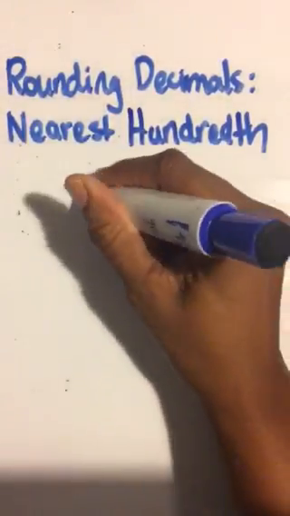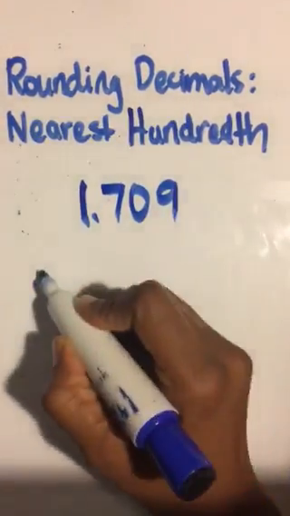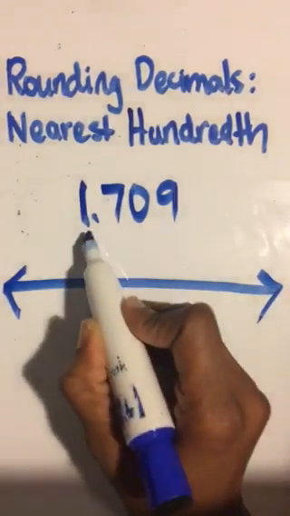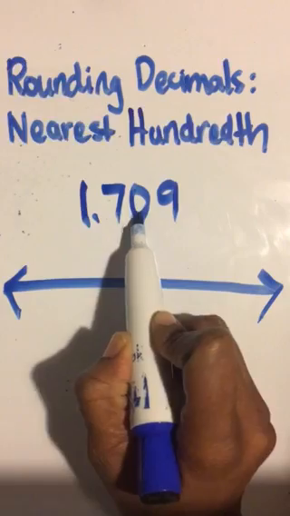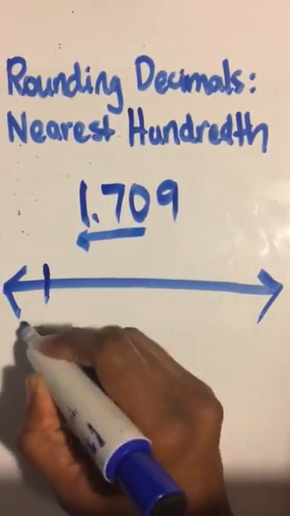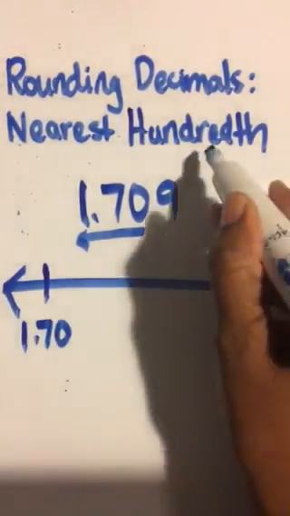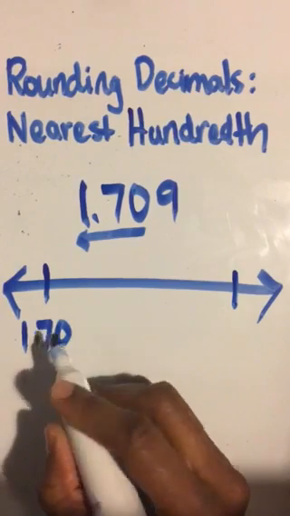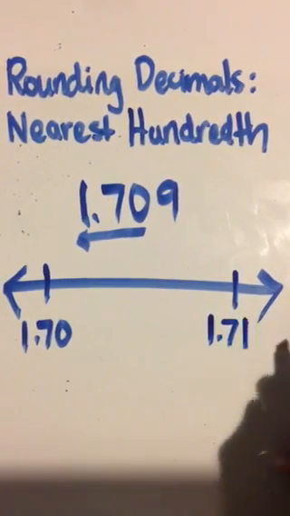Let's do 1 and 709 thousandths. I'm going to use our number line. Find our place value that we're rounding to: wholes, tenths, hundredths. Everything to the left gets left, which creates our first benchmark. And then, because we're rounding to the nearest hundredth, we're going to go up 1/100th. So 1 and 70 hundredths plus 1/100th is 1 and 71 hundredths.